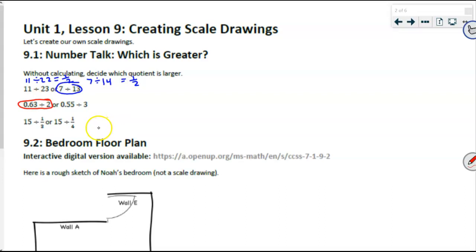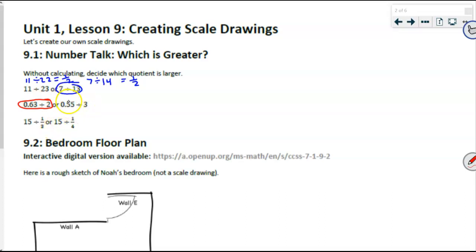Okay, that's a great way of thinking about it. We're thinking about this instead of 0.63. Let's imagine it's 63. 63 cookies that we're going to split among only 2 people. Or instead of 0.55, let's think about it as 55. 55 cookies that we're going to split among 3 people.